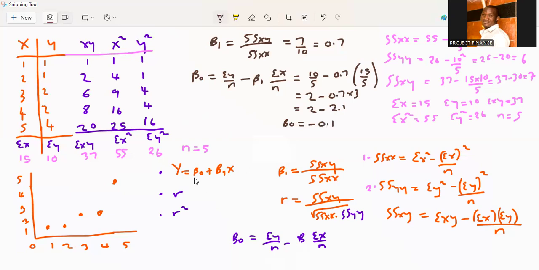So we just replace it here. Find the regression equation. So what is our regression equation? Y is equal to what? Our b0 is negative 0.1. Our b1 is 0.7. So this is our prediction equation. You're just replacing what your b0 is and our b1 is. Are you together?